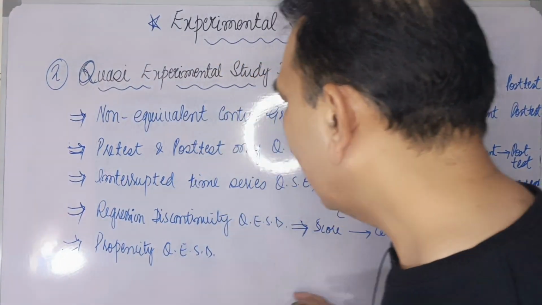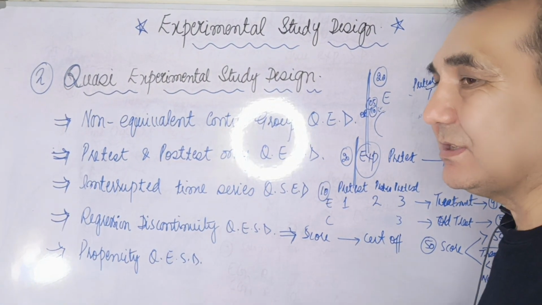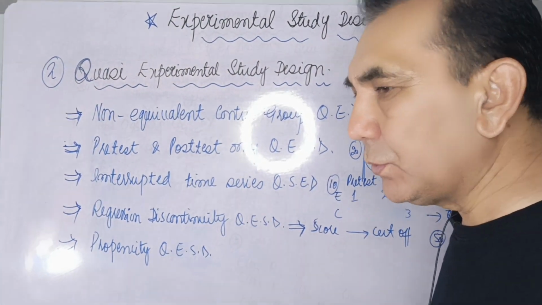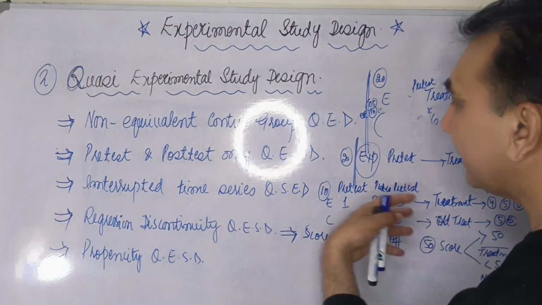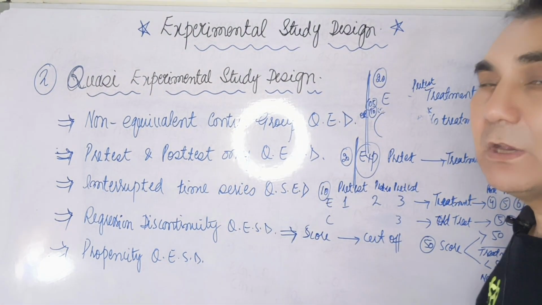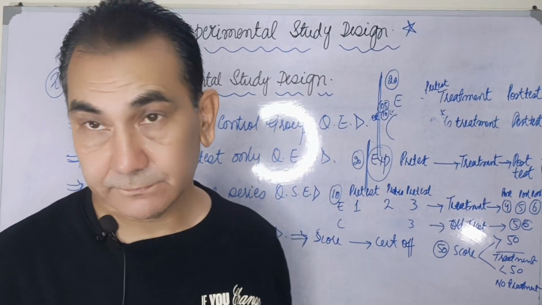So this is the quasi-experimental study design in which you recruit the participants for the experimental study design, for the experiment, on the basis of the cutoff value or cutoff scores.